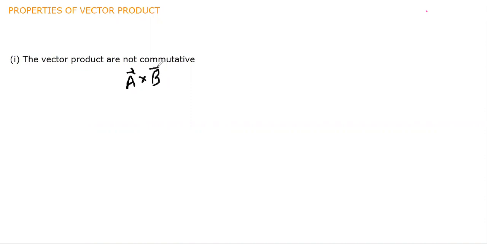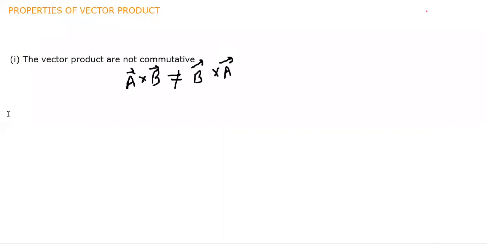The first property you will write down, that is the vector product is not commutative. That means A cross B is not equal to B cross A. This will write down that A vector cross B vector is not equal to B cross A.